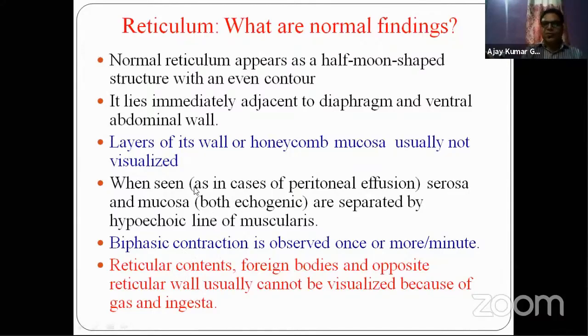The limitation of ultrasonography while scanning the reticulum is that reticular contents, presence of foreign bodies, whether metallic or non-metallic, and the opposite reticular wall cannot be scanned because of the presence of gas and ingesta. They do not allow the penetration of ultrasound deeper beyond the near wall of the reticulum.